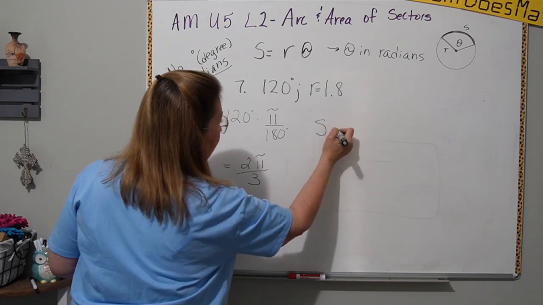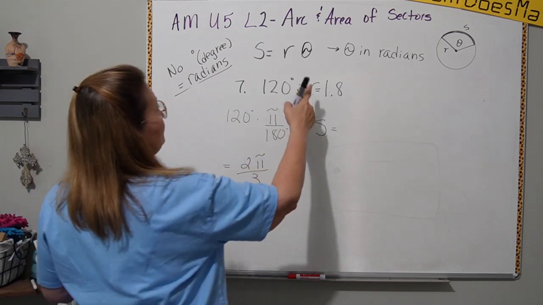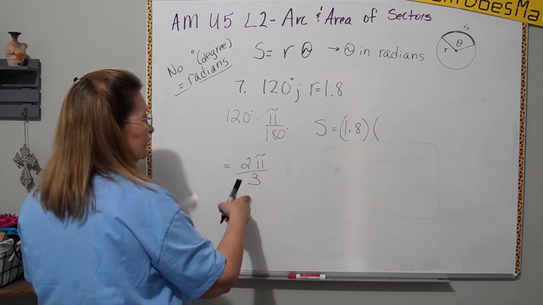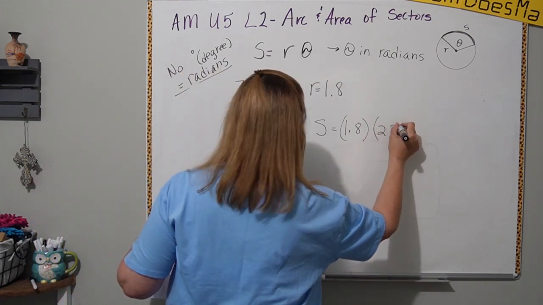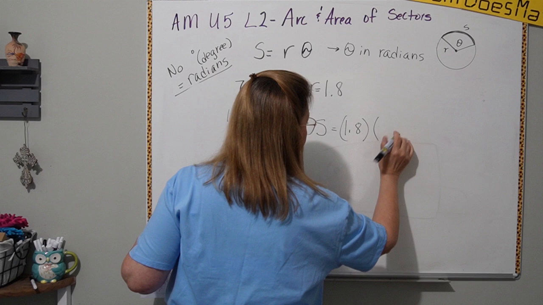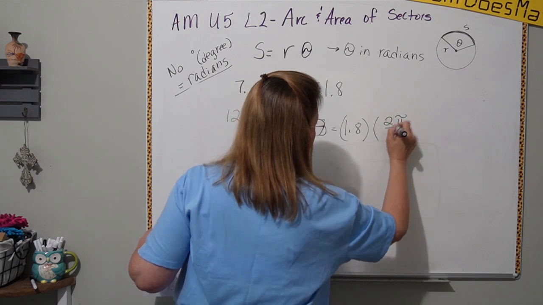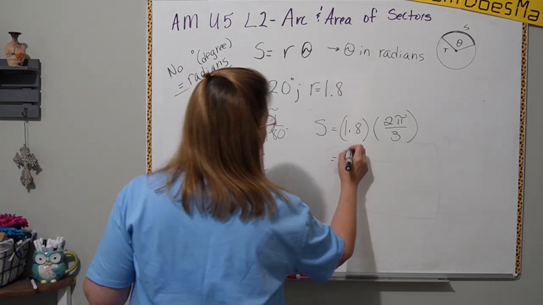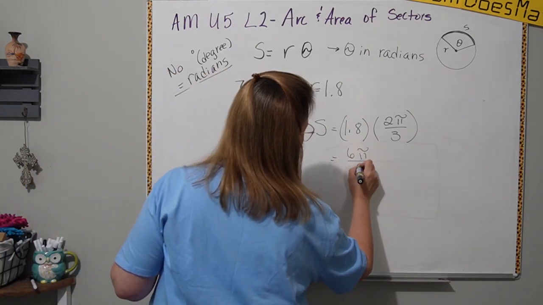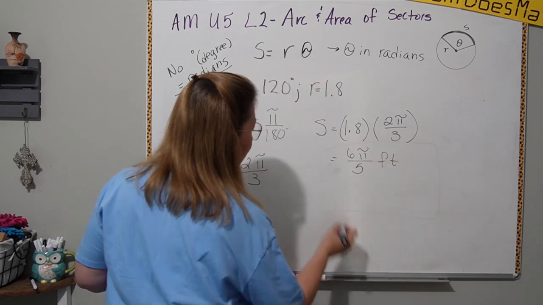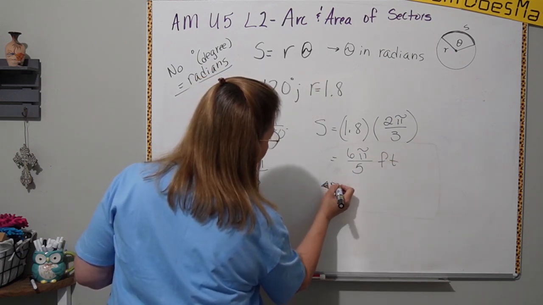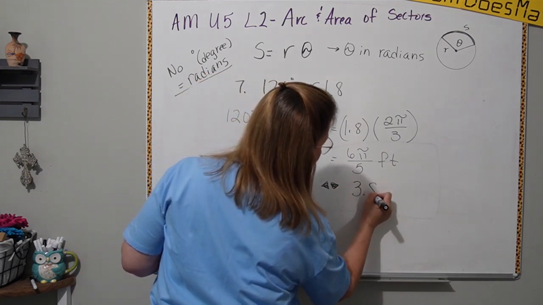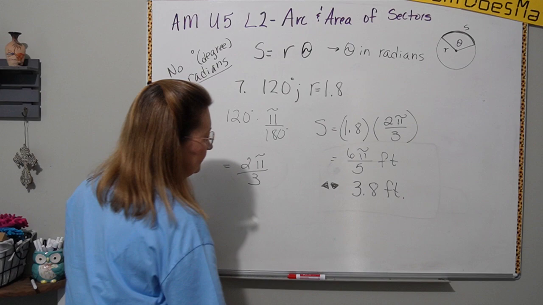Now we're just going to fill into the formula. If S is equal to the radius, which is 1.8, times the degree measure in radians, which is 2 pi over 3, let me make that a fraction. When you multiply that, that is going to give you 6 pi over 5, and we need to label it in feet. Then when you hit the approximation button to change it to a decimal, that's going to tell you 3.8 feet.